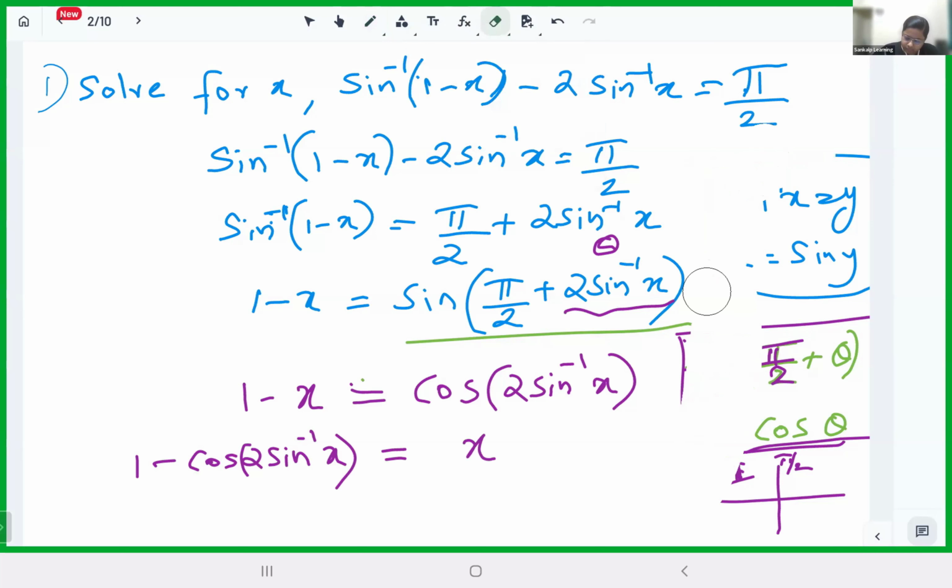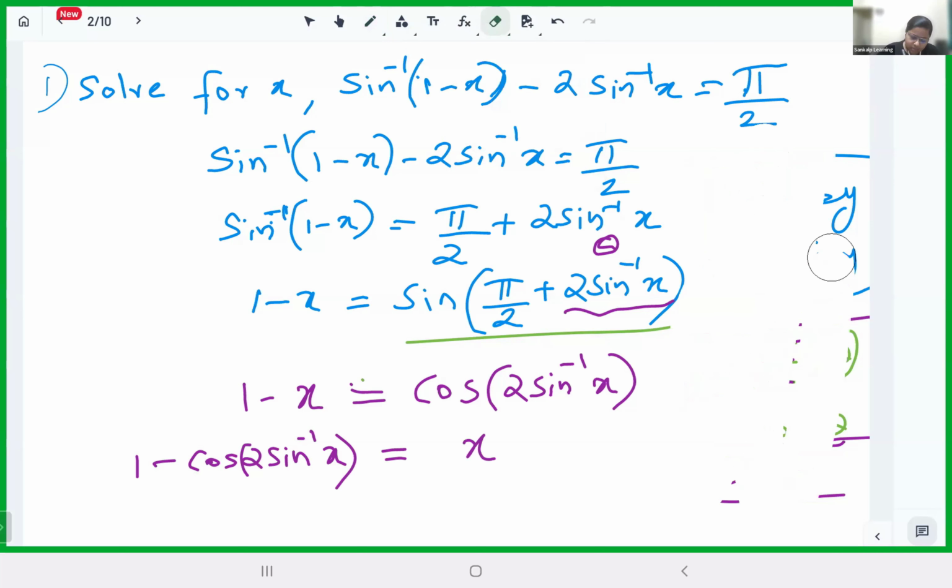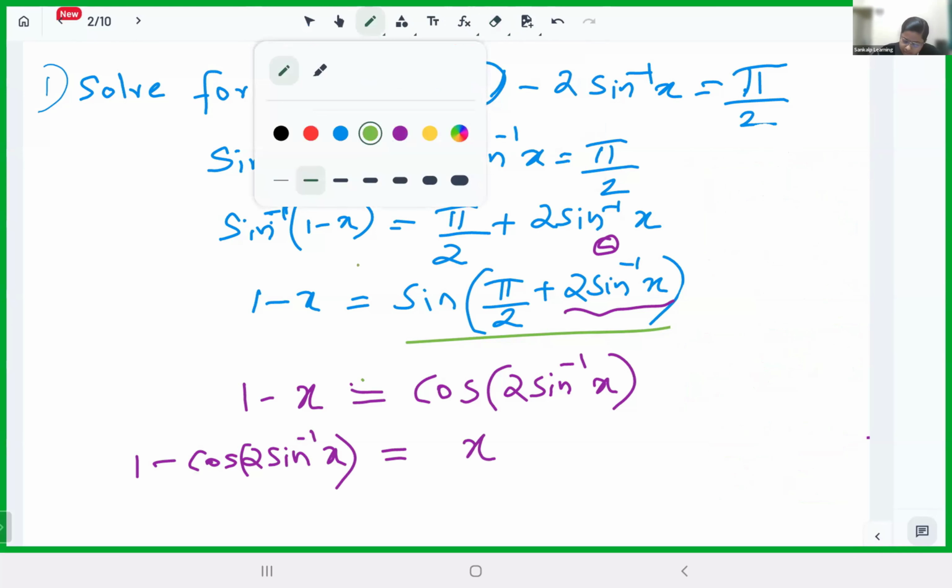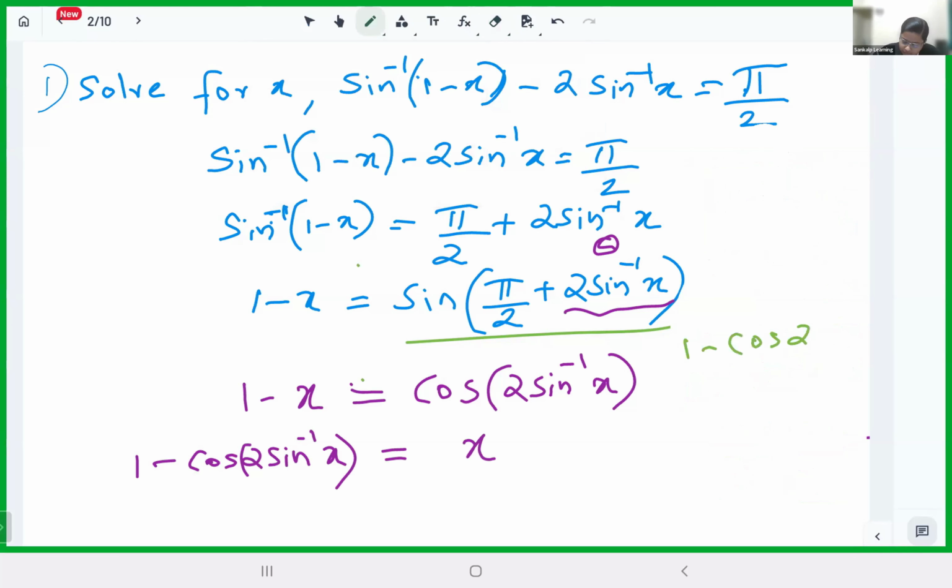The identity is 1 minus cos 2 theta, which is nothing but 2 sine square theta. Here you can see that it is in the same format: 1 minus cos 2 sine inverse x. In place of theta, it is sine inverse x.